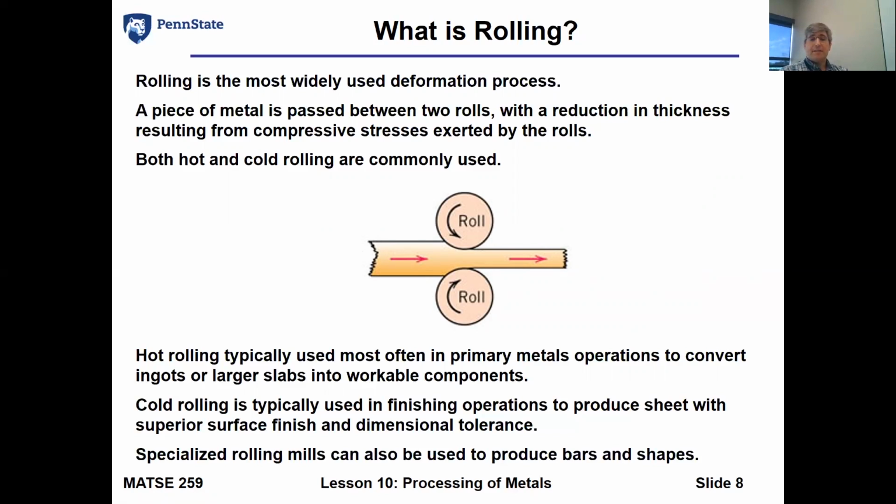Cold rolling tends to be done after. So you do hot rolling first to get the deformation. You get that big plate or that ingot down to a reasonable size that you can work with. Cold rolling is more finishing. You're trying to produce good surface finish and dimensional tolerance.